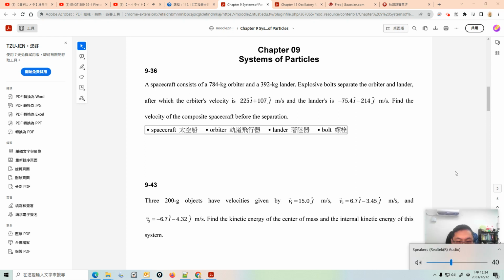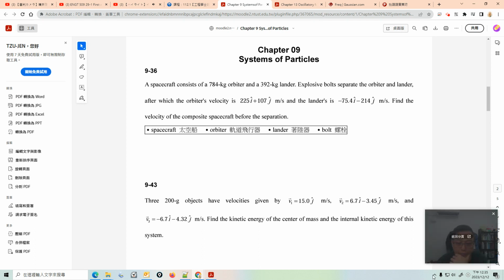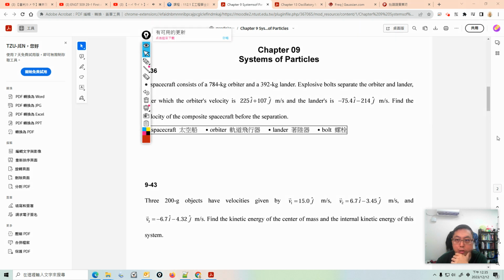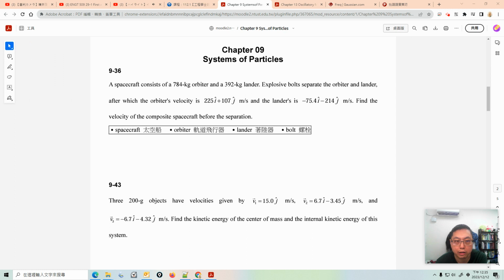This is a very typical momentum conservation problem. I think I can do the calculation on this screen. Okay, let's do the calculation on this screen. We can express the problem like this.